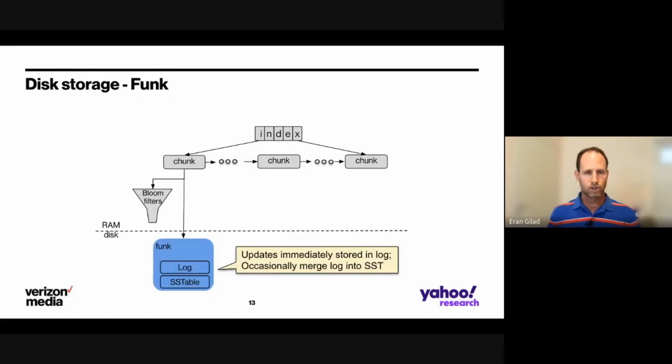Now, each chunk has its own storage we call funk. That storage includes a log or a WAL, as well as an SS table, which is a sorted file that allows quick search. When we store a key in a certain chunk, that key is immediately stored within the log for persistence, and that log is occasionally merged into the SST in a procedure we call rebalance.